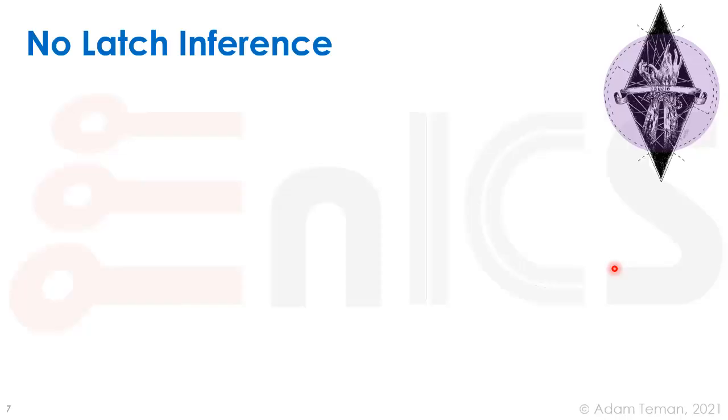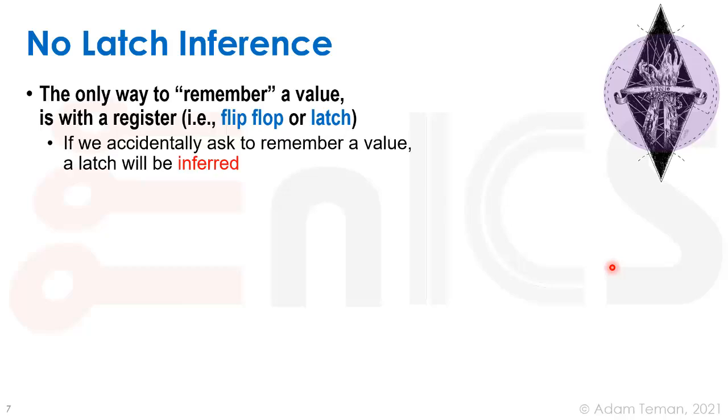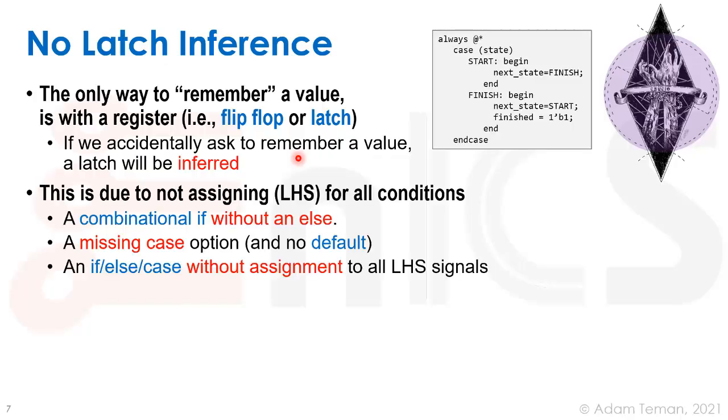Okay, our next rule is called the Crucio curse: no latch inference. The only way to remember a value is with a register, in other words, using a flip-flop or a latch. If we accidentally ask to remember a value, a latch will be inferred, and we don't want to accidentally remember a value. We want to remember a value on purpose. When will it happen? It happens when we do not assign a left-hand side for all conditions. Assigning is also called a left-hand side.